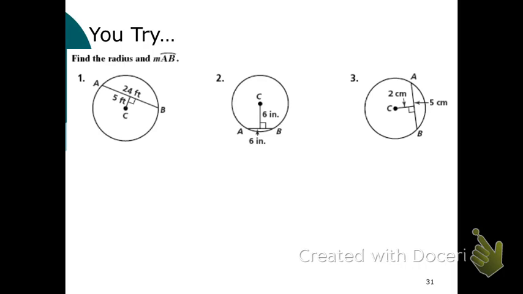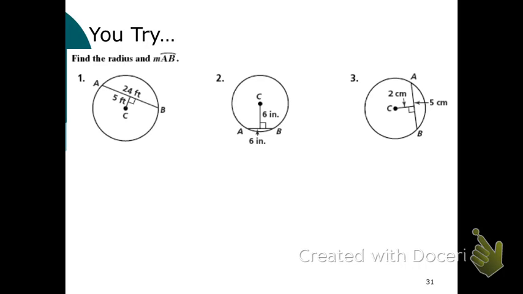Okay, so I'd like you to try a couple of these problems. I'm going to work through this first one with you, and then you're going to pause the video and work the other two yourselves, and then in a minute I will reveal the answer so you can check your work. But let's do the first one together. We're supposed to find the radius and the measure of arc AB.